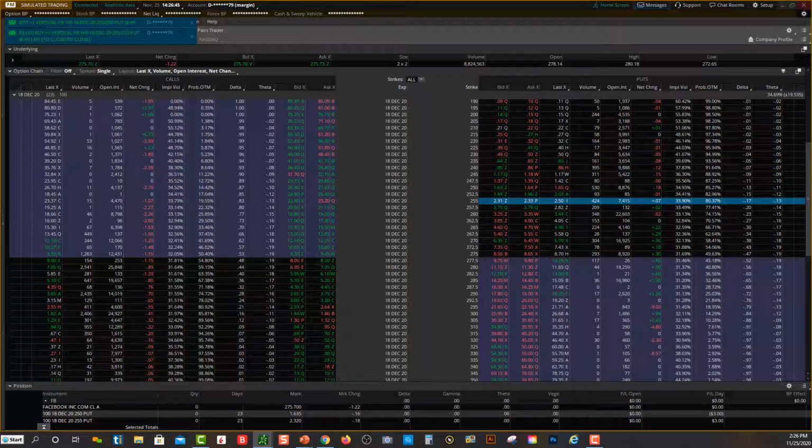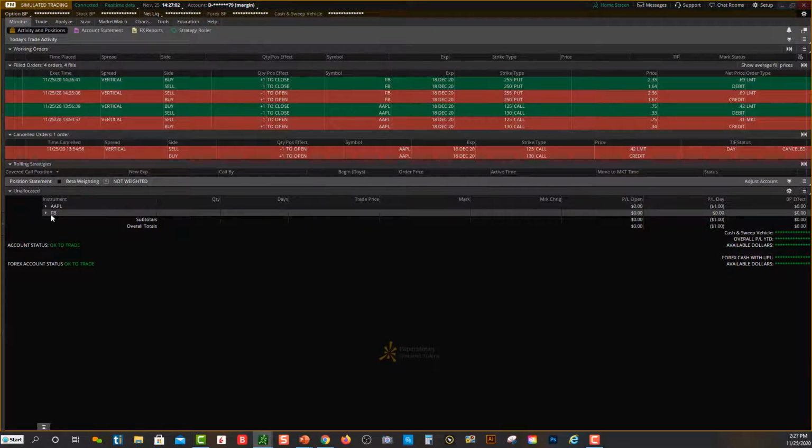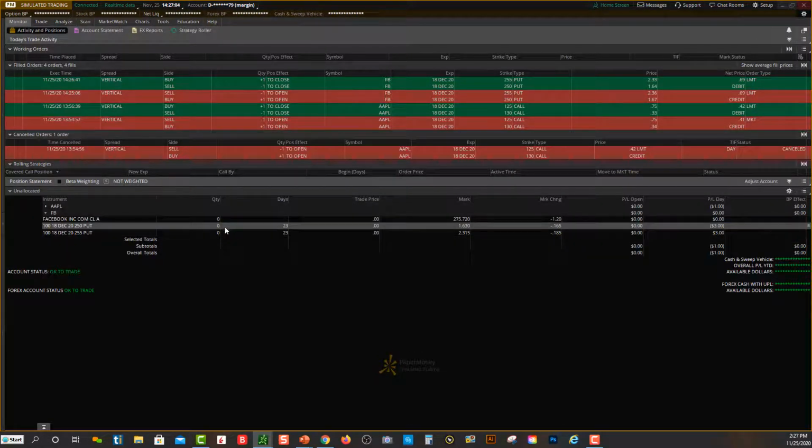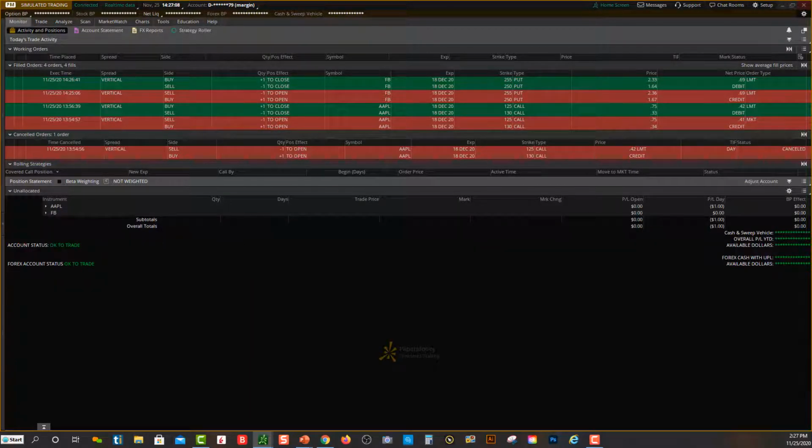This is a great way to practice. I can't stress enough how awesome paper trading is, especially with options, because there are lots of different moving parts. Practicing is the best way to learn how to trade them. If you come over into the monitor tab, you can see that the position is filled and closed. So that position is no longer in my brokerage account.